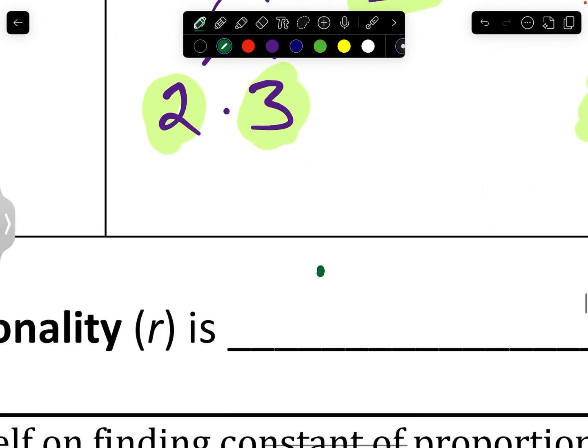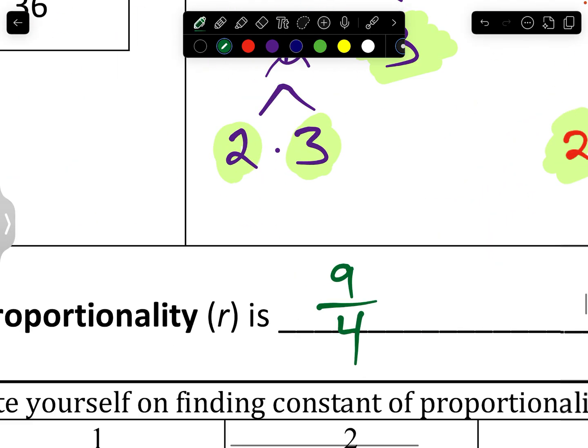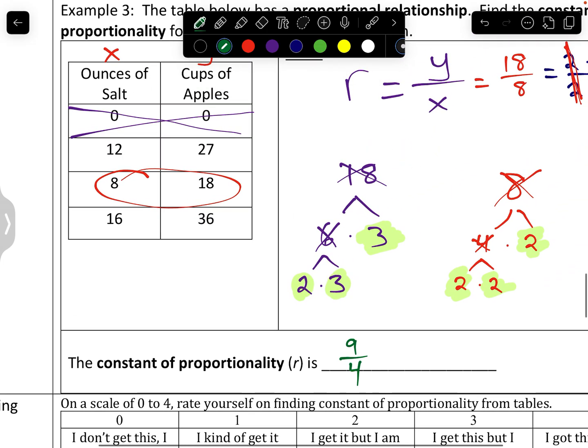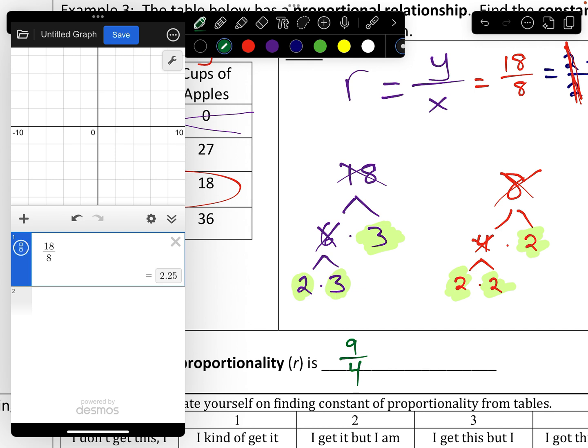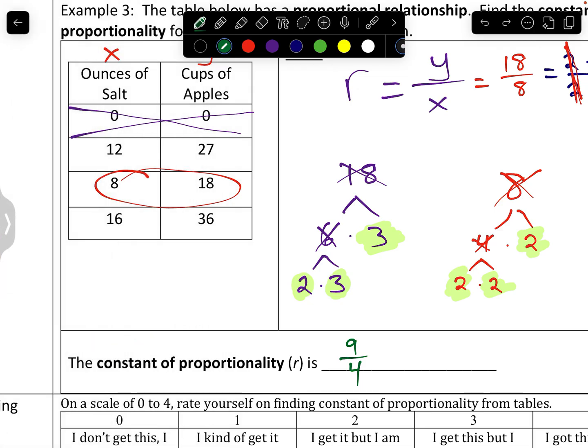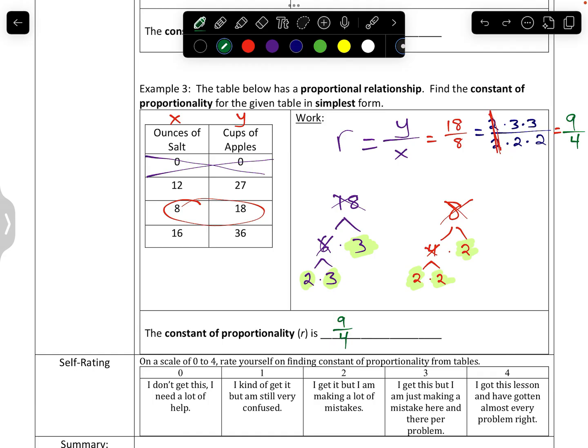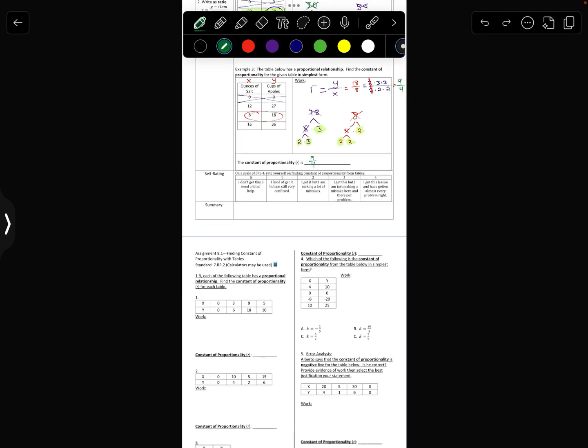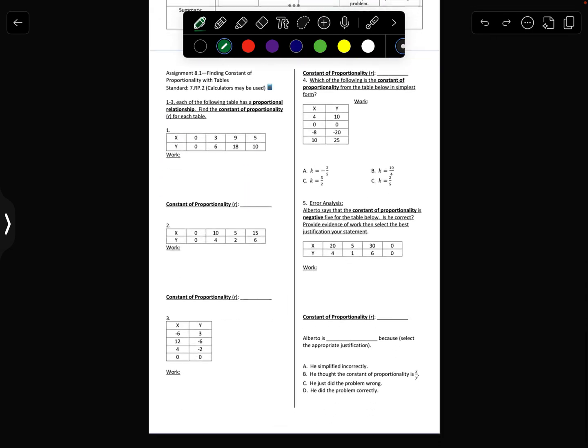So what this is telling us is our rate is 9 over 4, and it's y over x. So that means 9 cups of apples for every 4 ounces of salt. But the only thing is we don't want to use the decimal when it comes to constant of proportionality. Unit rate we do, but this one's just a little different. Okay? So with that said, you guys, there's your work down here.